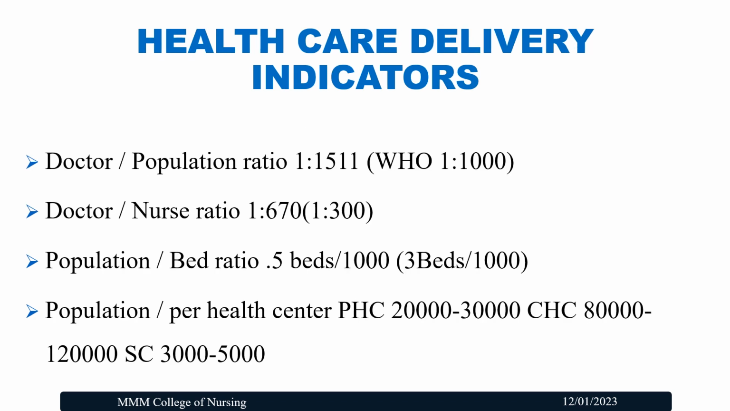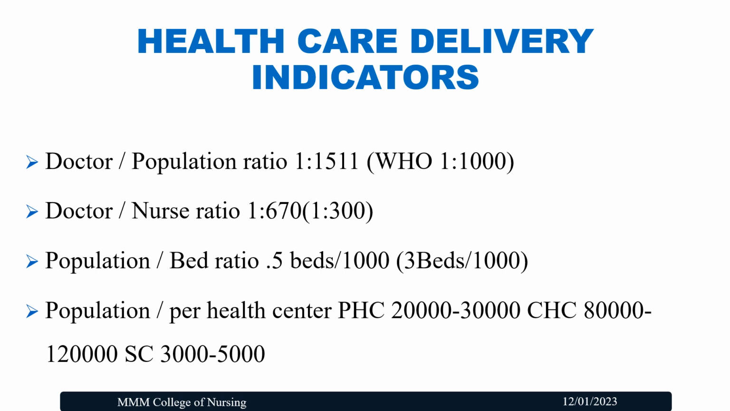Next, healthcare delivery indicators. Here: the doctor population ratio, doctor nurse ratio, population bed ratio, population per health center. These all come under the healthcare delivery indicators. According to the WHO, there should be one doctor for 1,000 population. But currently in India we have one doctor for 1,511 patients.